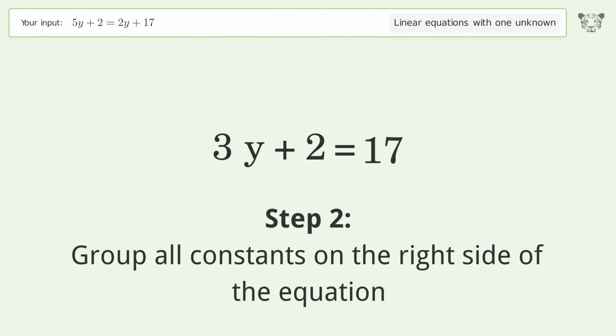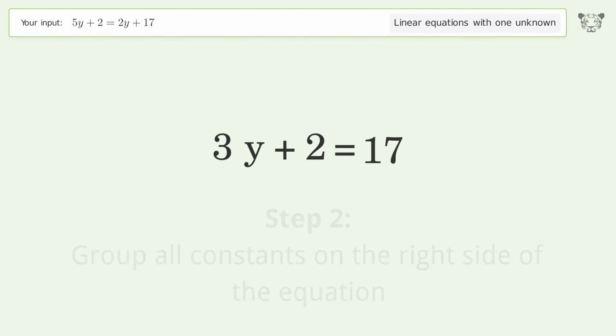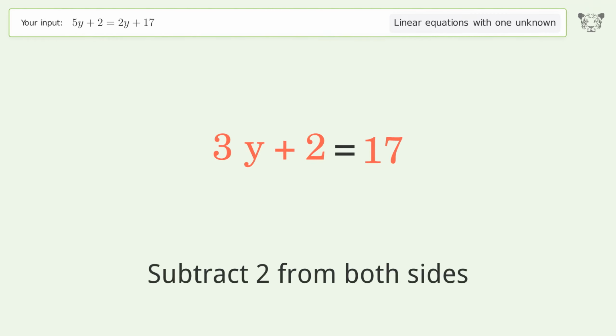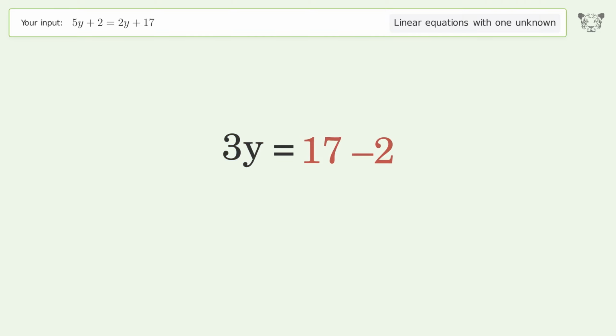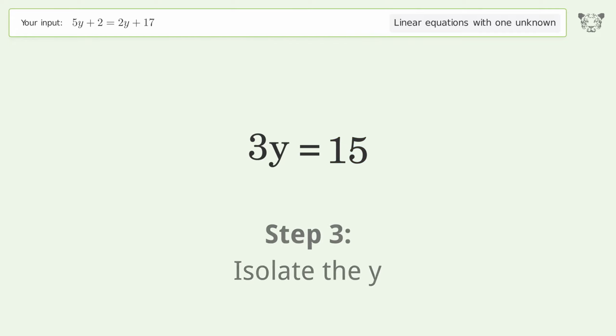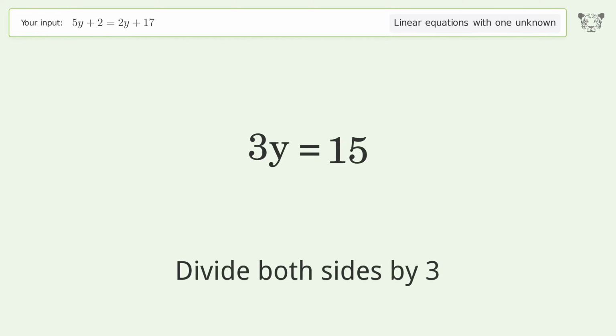Group all constants on the right side of the equation. Subtract 2 from both sides. Simplify the arithmetic. Isolate the y. Divide both sides by 3.